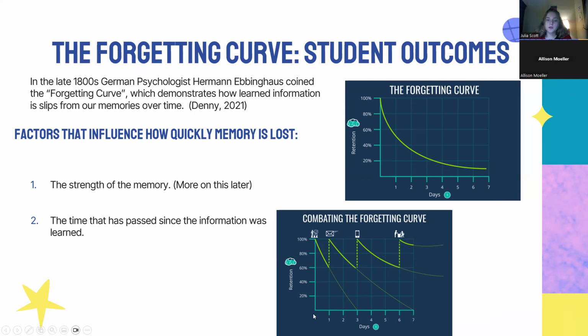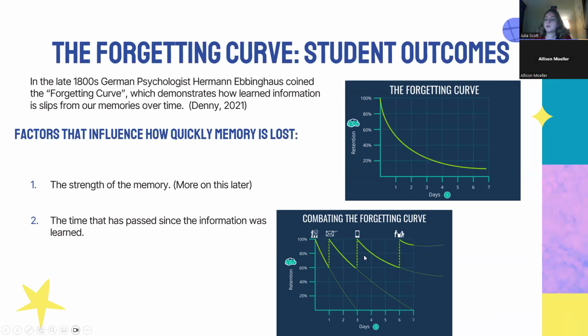Now, if we show our students the content, we expose it to them on day 0, and then we wait for an interval of a day, and then space it out even more for a couple days, our overall retention improves. So you can see that after multiple days, our retention of the content improves over time. This is going to depend on the strength of the memory. So we're going to talk about how to create stronger memories within our students and the time that's been passed since the information was learned, right?